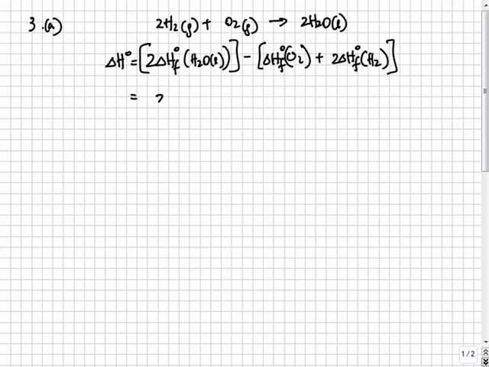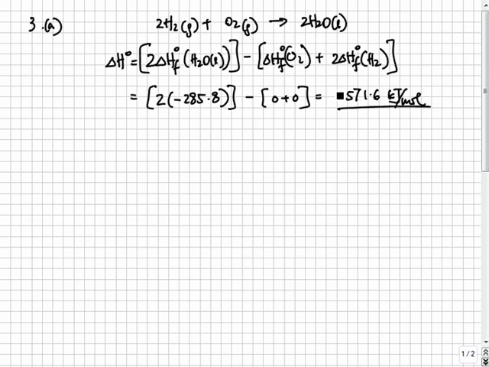The delta H of formation of H2O liquid is given and is equal to negative 285.8 kilojoules per mole. The delta H of formation of O2 and H2 are both 0 because they're both elements in their most stable states, and by definition the delta H of formation is 0. And putting this all together, delta H for this reaction is equal to minus 571.6 kilojoules per mole.